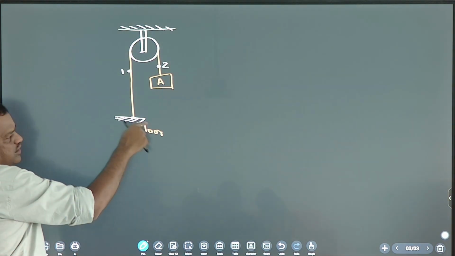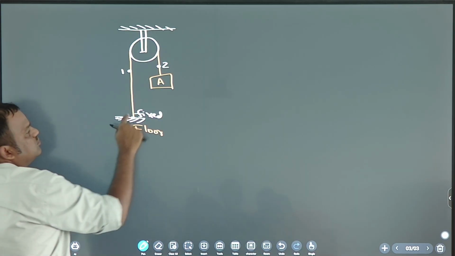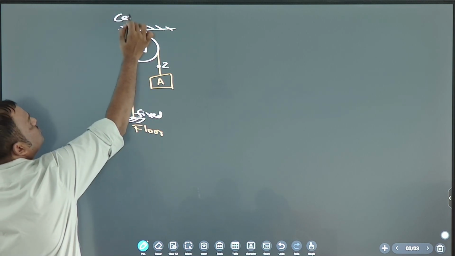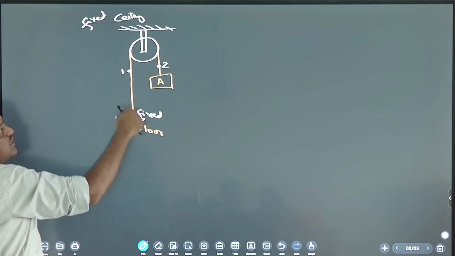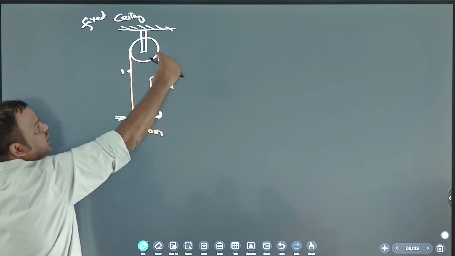It is fixed here. This point is fixed here. So this length of the rope is constant. Ceiling is also fixed. Floor is fixed. So this length is also constant.